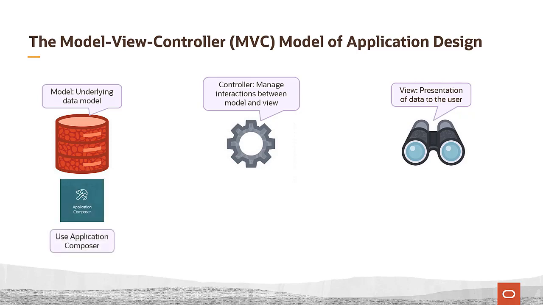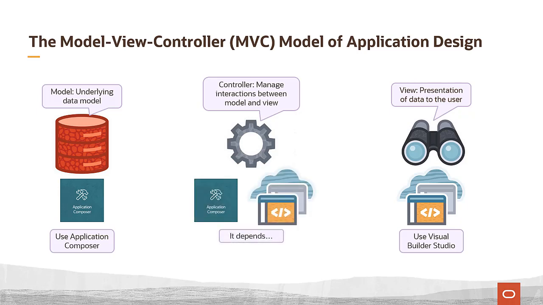To modify the model, for example, to create a new field, you use a tool called Application Composer. To modify the view, for example, to expose that new field in the user interface, you use a tool called Visual Builder Studio, or VB Studio for short. Working with the controller is more complex because in some cases, such as field-level validation, you can use either Application Composer or VB Studio, while in other cases you need to use one or the other. For example, only Application Composer can trigger a workflow.